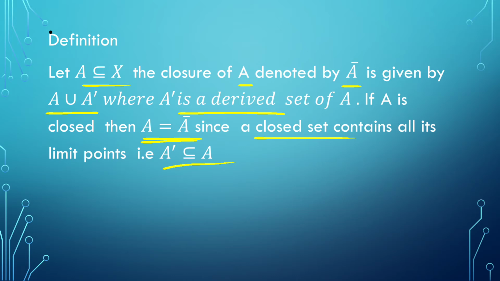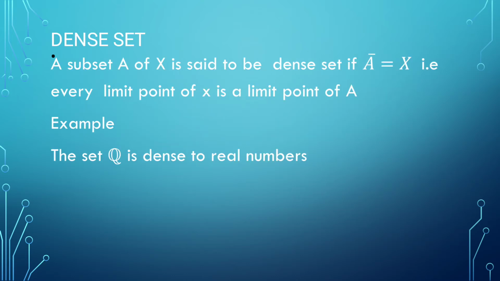Let's define another set called the dense set. A subset A of X is said to be dense if its closure is equal to the set X. The closure set is equal to the set X. That is, every limit in X is a limit in A. So if every limit in X is also a limit of A, then A is a dense set. Example: the set of rational numbers is dense in the real numbers, because every limit in the real numbers is also a limit of the rational numbers.